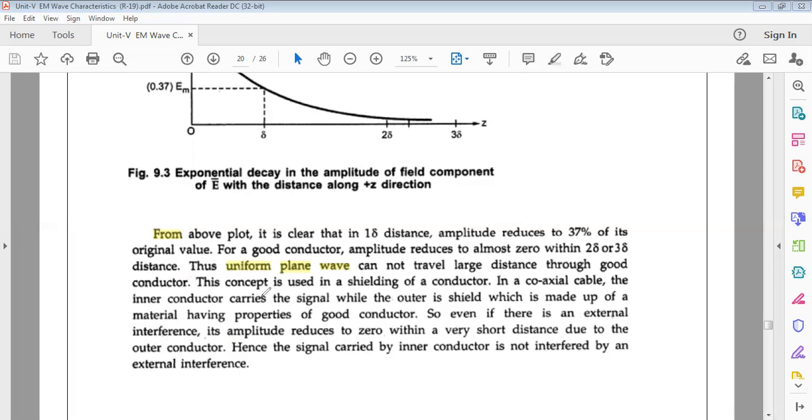After the discussion of a uniform plane wave in a good conductor, the skin depth delta is inversely proportional to the attenuation or phase constant, and inversely proportional to the square root of the frequency. It means a uniform plane wave cannot travel long distances in a good conductor. Got it, my students?